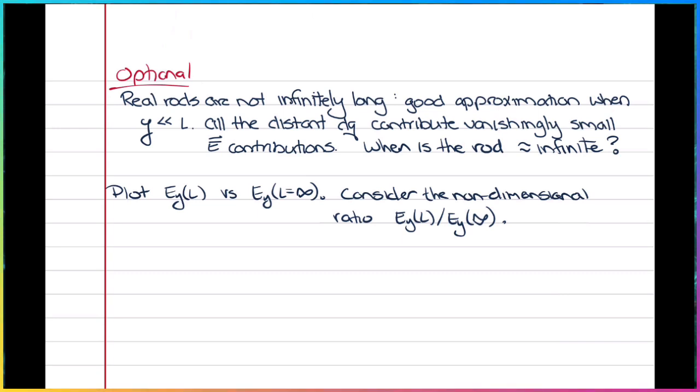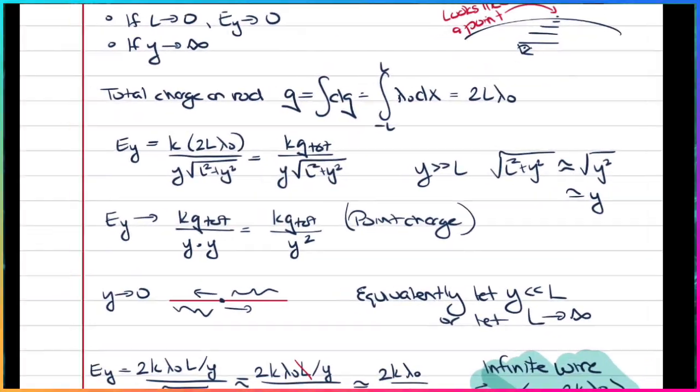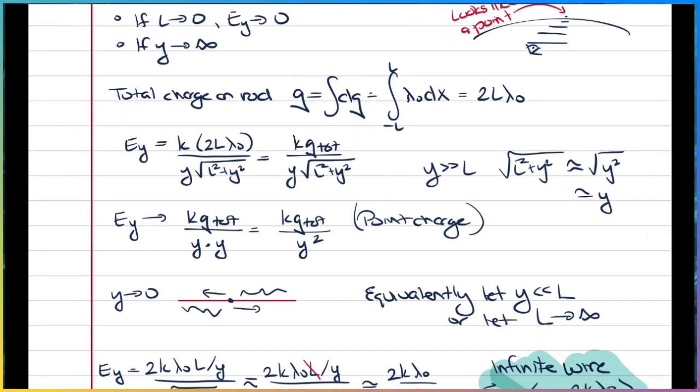But it might be that the infinite rod is a good approximation for a lot of cases. When is the rod approximately infinite in terms of the E field that it contributes? Because again, if you go back to the E field, like the one we derived, you could plug in some values, right? Plug in a value for Y, plug in some values for L and lambda and K, and then just keep plugging in bigger and bigger values for L and see what happens.